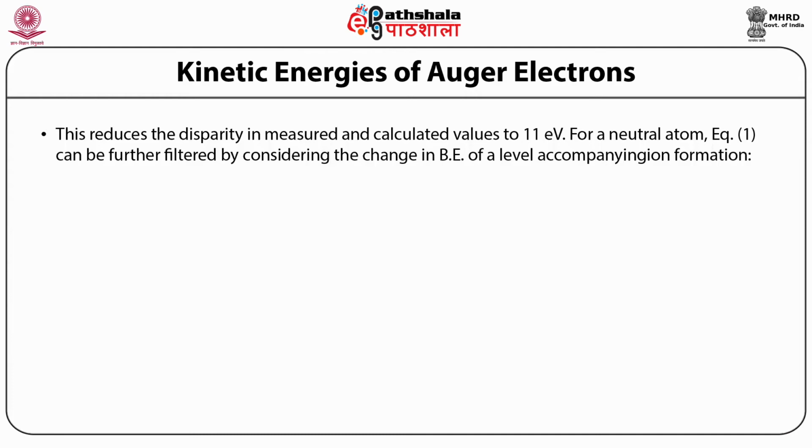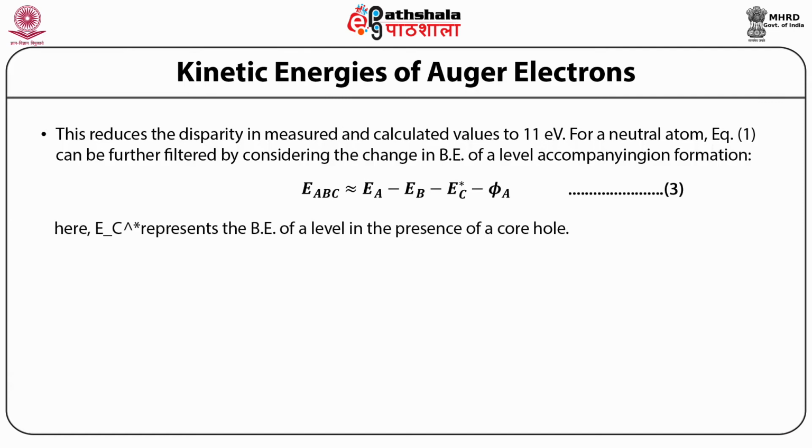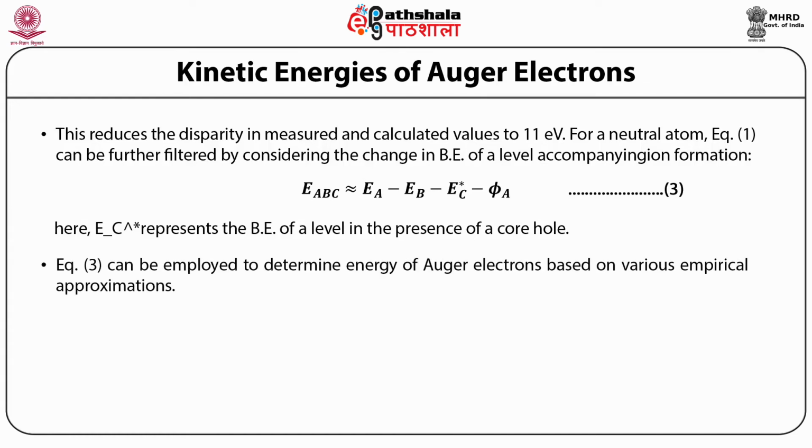For a neutral atom, equation 1 can be further refined by considering the change in the binding energy of a level accompanying ion formation. Here, EABC equals EA minus EB minus E star C minus phi A. This is represented as equation 3. Here, E star C represents the binding energy of a level in the presence of a core hole. Equation 3 can be employed to determine the energy of Auger electrons based on various empirical approximations.